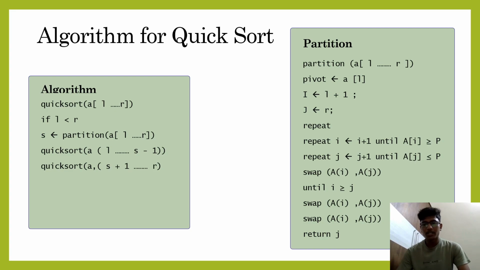Swap A of I, A of J. Again swap A of I, A of J. Return J.